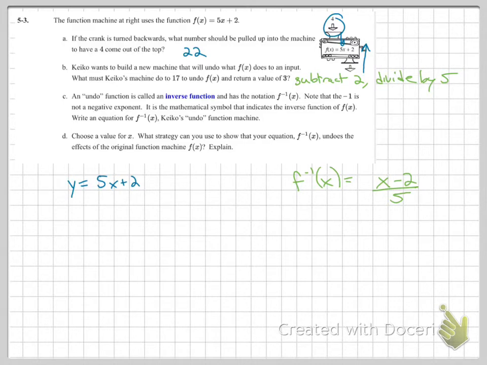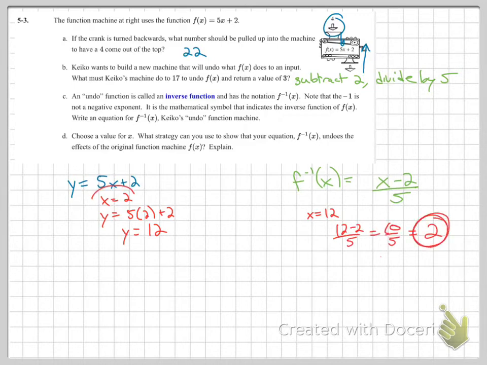Well, my original is over here. So what if we plug in x equals 2? If I plug in x equals 2, 5 times 2 plus 2, y should equal 12. Well, let's test it over here. If x equals 12, I'm plugging in 12, not x. 12 minus 2 divided by 5, 10 divided by 5, I get 2, which is what I started with. So it's definitely undoing the original function.